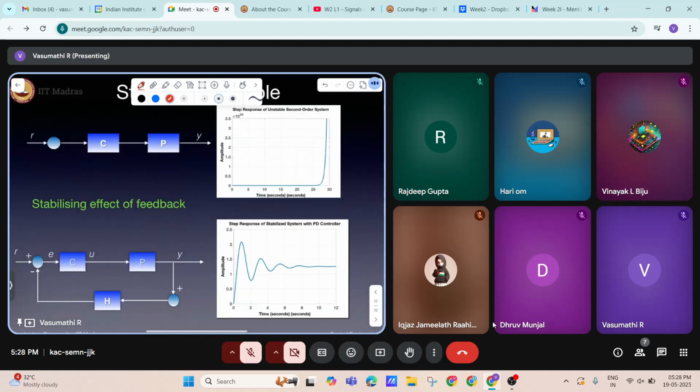Then there is the stabilization effect. So sometimes when you design a controller, if the input is not set... you have heard of BIBO stable, right? Bounded input, bounded output. If the system is stable, whenever you give a bounded input, for example a finite input, you would always get a finite output. That is the meaning of bounded input, bounded output.